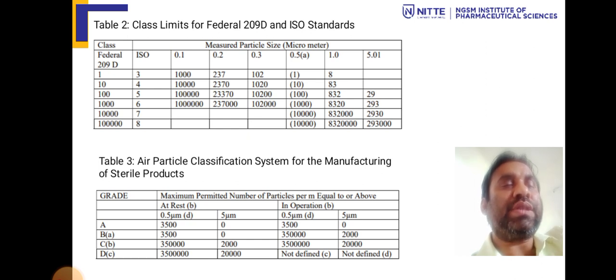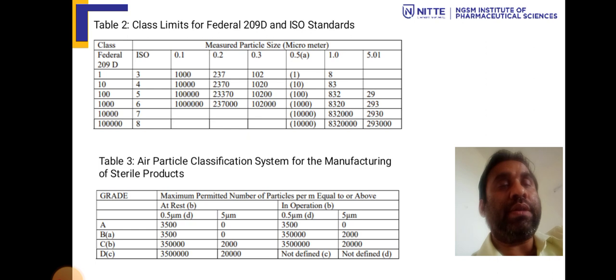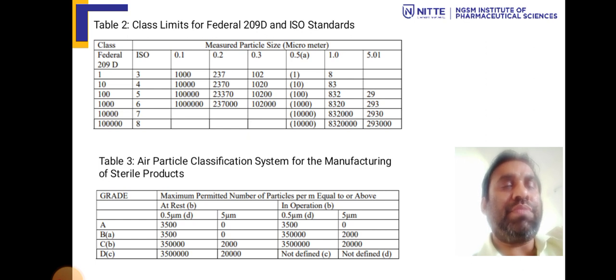So this is how, in the case of 5 micron, there should be no particles, or particles should not be present. As we go to 1000 to 10,000, in 10,000 we cannot find any particles of 0.1 micron, 0.2 micron, 0.3 micron. So this starts from 0.5 microns, where we can see 10,000 particles. So this is called ISO class 7 and Federal 209D 1000, in which we can see 1000 particles of 0.5, 1 we can see 1000 particles, and in 5 you can see thousands of particles.